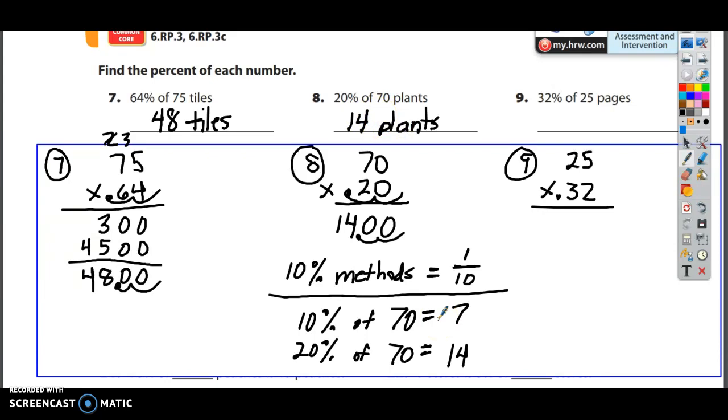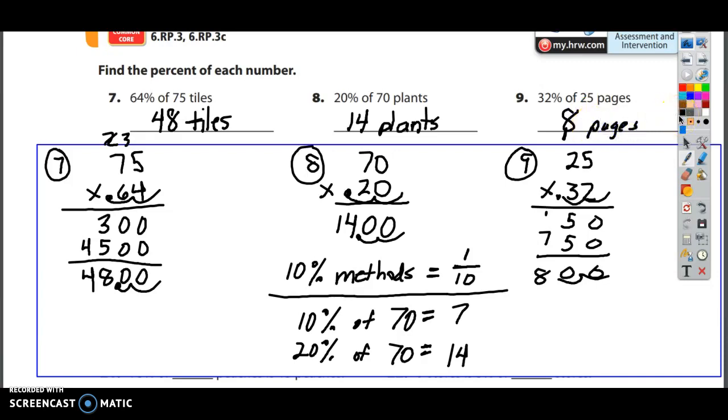Alright, let me show you the mental math way of getting number 9. Well, let's do it this way first. Let's go ahead and multiply, because I'm going to show you the consistent way. This multiplication right here works every time. 2 times 5 is 10. 2 times 2 is 4, plus 1 is 5. Annex a 0 as my placeholder. 3 times 5 is 15. 3 times 2 is 6, plus 1 is 7. And you get 0, 10, looks like 800, but it's actually going to be 8. 8 pages.